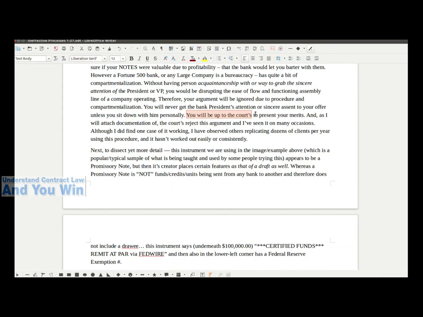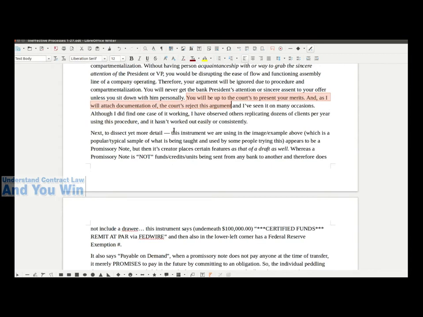And as I will attach documentation of, the courts will commonly reject this argument, that you offered something of equal value and the bank didn't accept it. They will commonly reject this argument, as I have seen on many occasions. Although I did find one case of it working, I have observed others replicate or appearing to work. I have observed many other cases, replicating dozens of clients per year over the last several years, of this procedure not working.